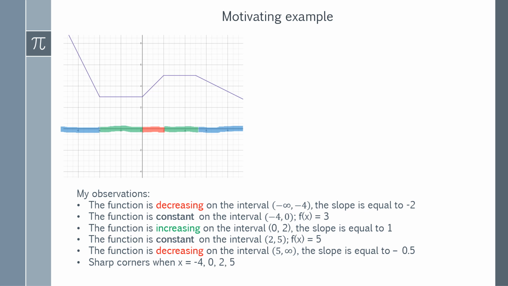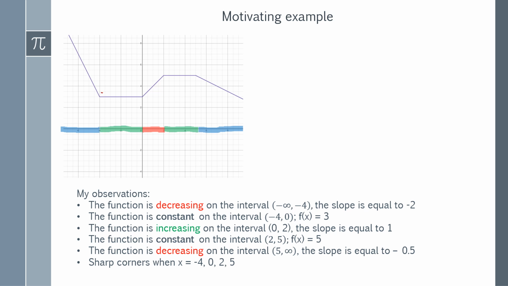And we can see what the slope is. The slope is -1/2. As we go 1 unit to the right, we go half a unit down. So we can see that we have a constant rate of change on the interval from 5 to infinity. And also we can identify one of the features of this graph: we have sharp corners at these values right here.